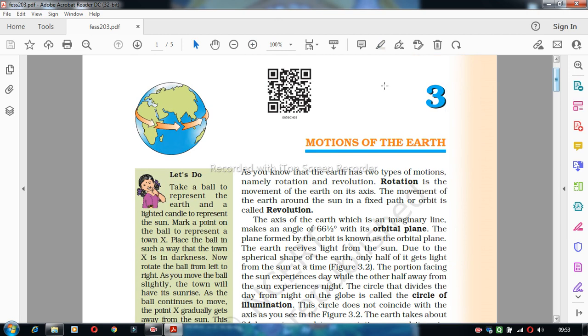First, the paragraph as you are seeing here, the motions of the Earth. We are going to see rotation, as this black bold letter is there, rotation, R-O-T-A-T-I-O-N. Another one is revolution. As you know, the Earth has two types of motion, namely rotation and revolution. Rotation is the movement of the Earth on its own axis. Please underline this sentence. And what about the revolution? The movement of the Earth around the Sun in a fixed path is called revolution.